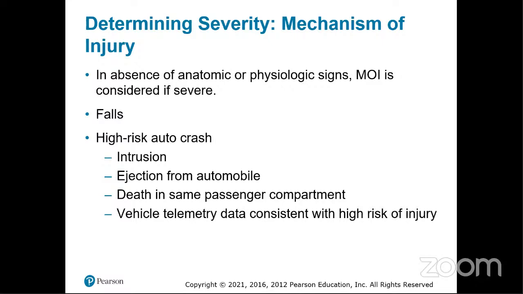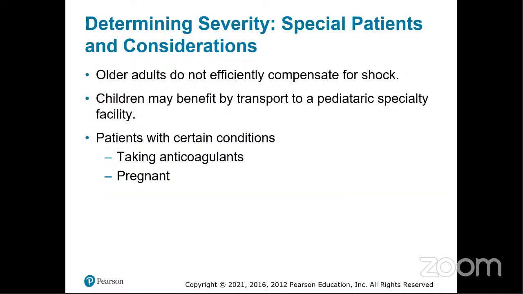Ejection for an automobile, obviously. If there was a death of a passenger in the same compartment, if it was hard enough hit to kill them, it's probably done some significant damage to the other occupant. And then the vehicle telemetry data consists of a high risk of injury. So if we had multiple rollovers, if we see long skid marks, anything like that to show that it was a high impact.